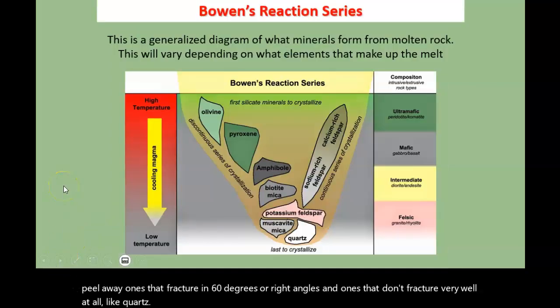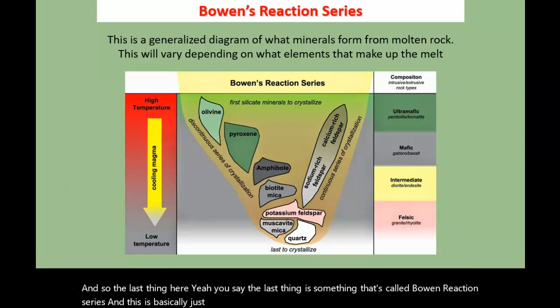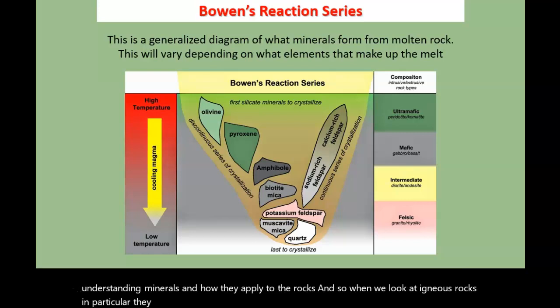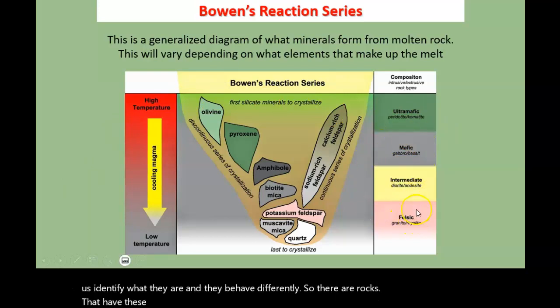And so the last thing here, yay, you say, the last thing is something that's called the Bowen's reaction series. And this is basically just introducing you to the transition here from our minerals, understanding minerals, and how they apply to the rocks. And so when we look at igneous rocks in particular, they have a specific amount of these minerals in them, which helps us identify what they are, and they behave differently.